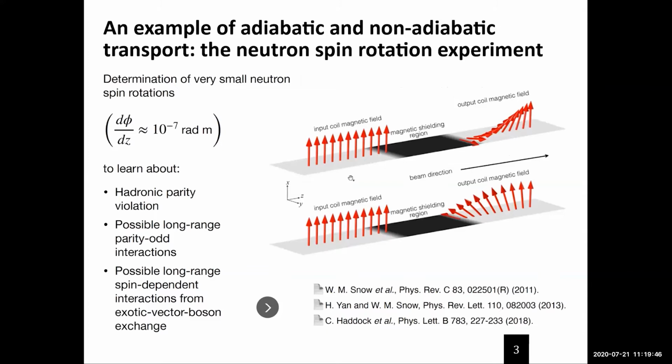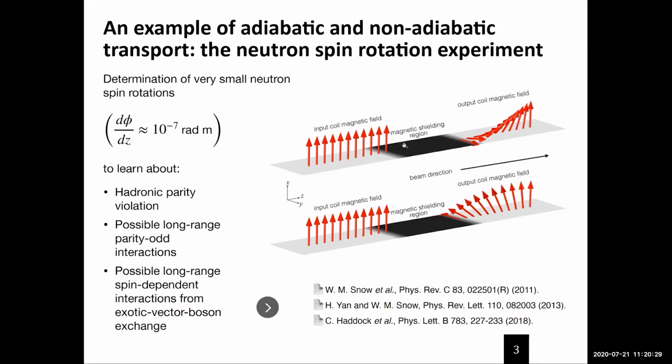So the example that I'm going to be talking about is a couple of coils that we developed for the neutron spin rotation experiment. The neutron spin rotation collaboration has developed a device that is capable of determining very, very small neutron spin rotations of the order of 10 to the minus 7 radians per meter. And this can be done when neutrons interact with different targets in a region where we have virtually zero magnetic field.